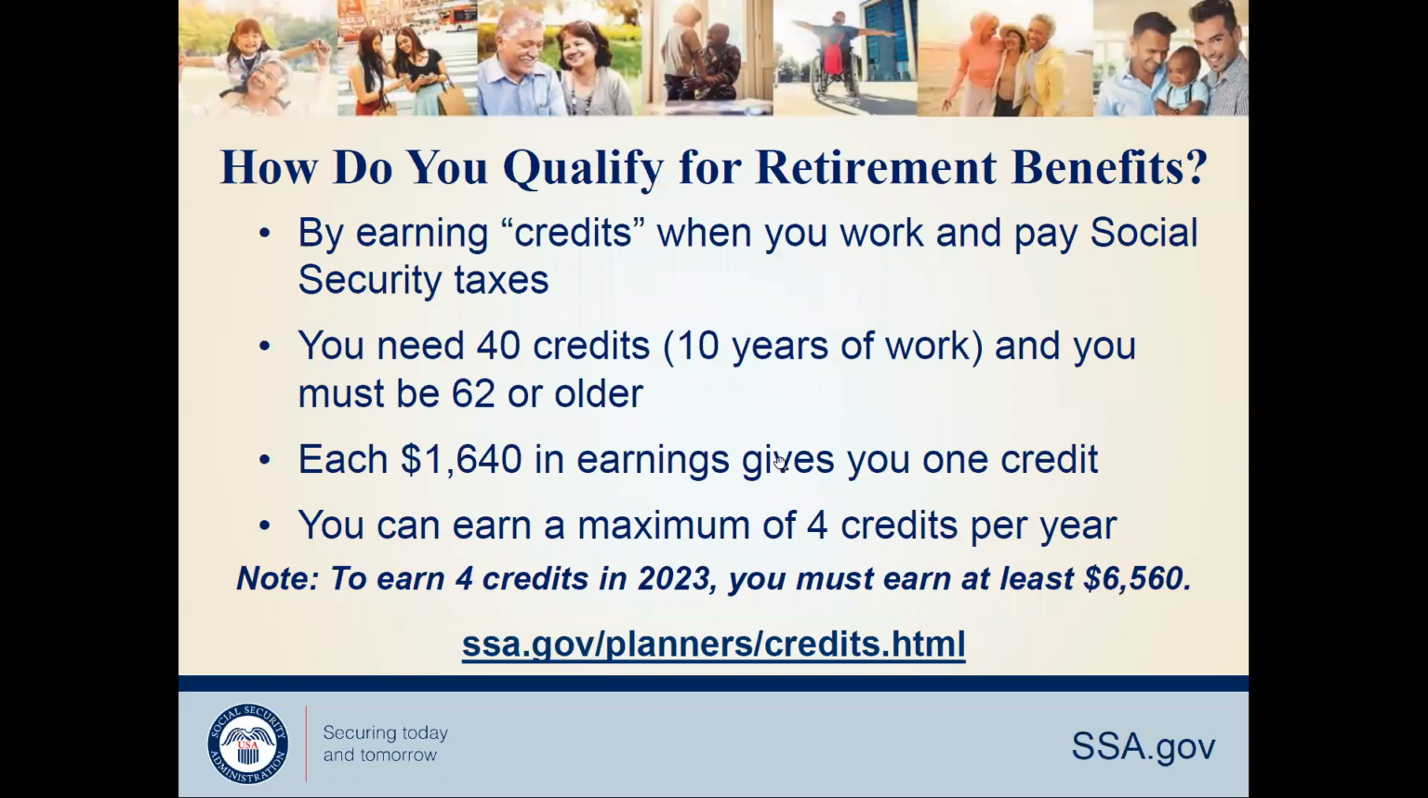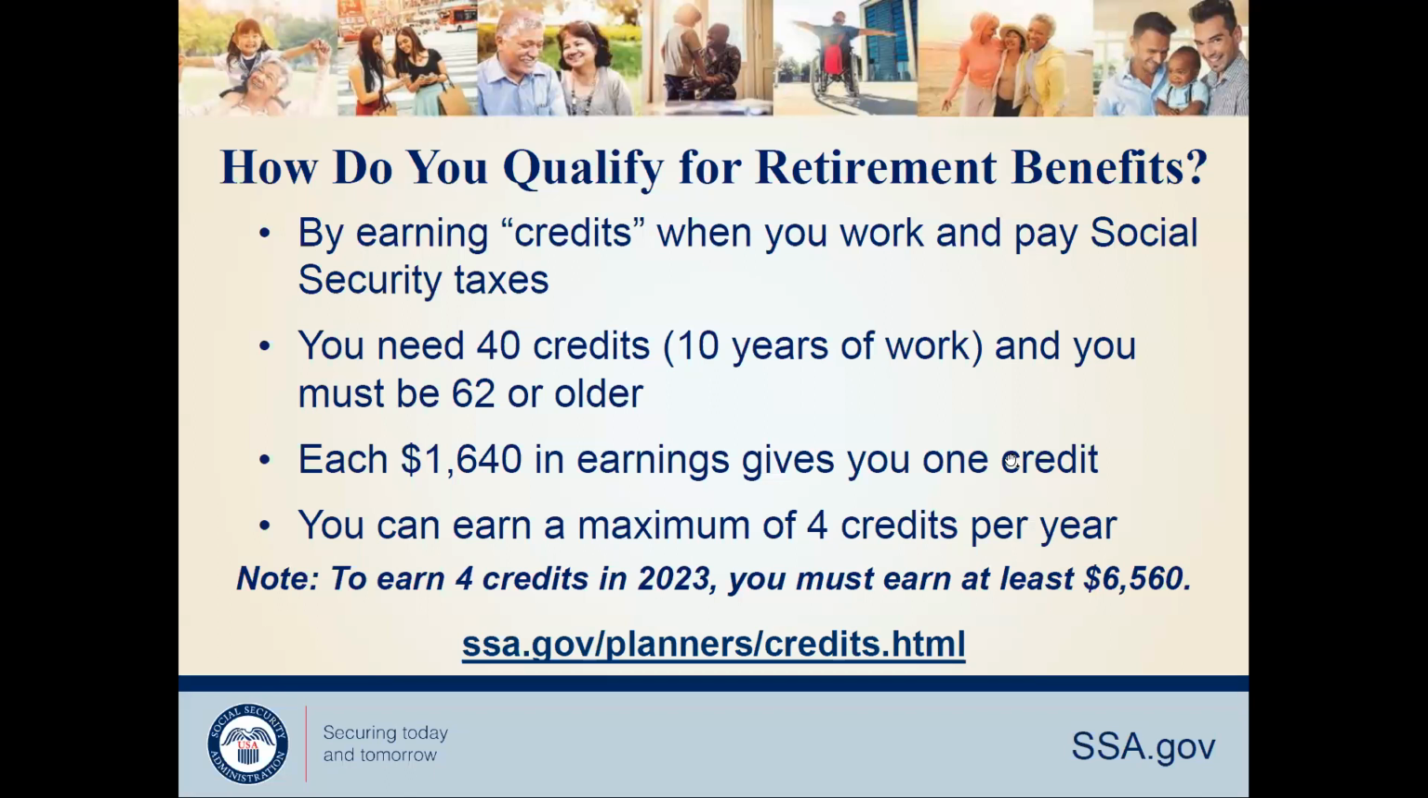Okay, how do you qualify for retirement benefits? Credits are the building blocks Social Security uses to find out whether you have the minimum amount of covered work to qualify for each type of Social Security benefit. If you stop working before you have enough credits to qualify for benefits, your credits will stay on your record. If you return to work later, you can add more credits so you can qualify. No benefits can be paid if you do not have enough credits.